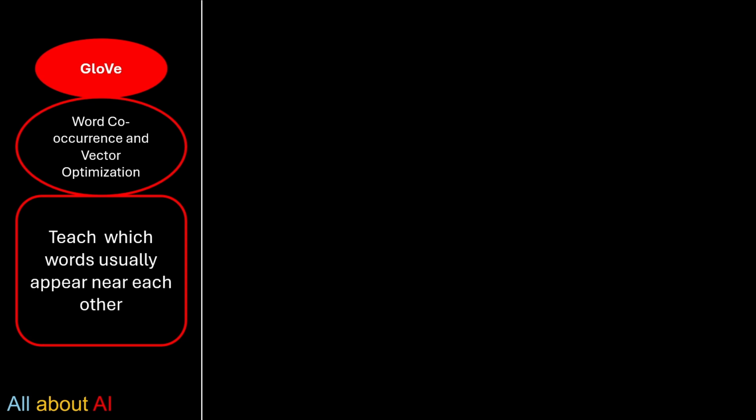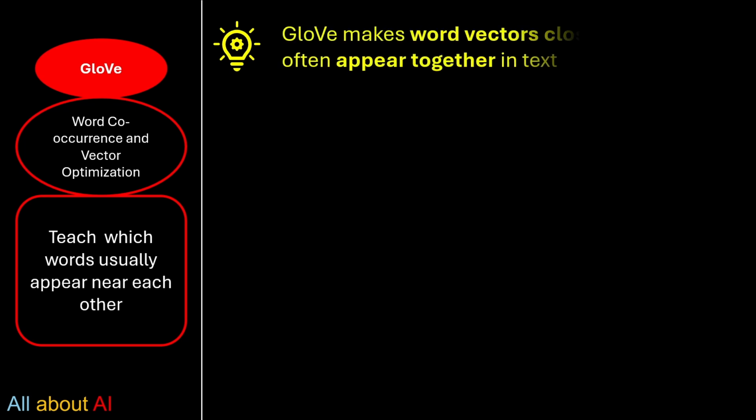So now let's take a look at GloVe. What does it do? What is the big idea behind it? GloVe makes word vectors closer, and it looks at how often words appear together in a large collection of text, like a giant book or many websites. And then it tries to create vectors so that words that appear together a lot have vectors that are close to each other.